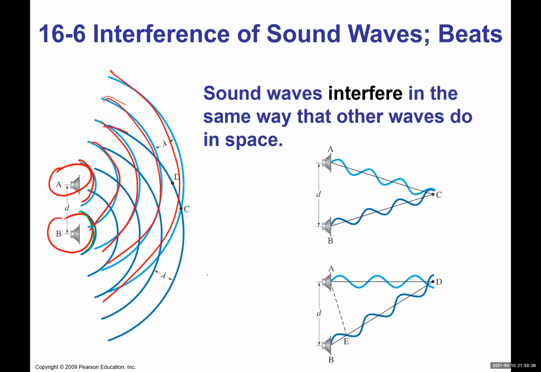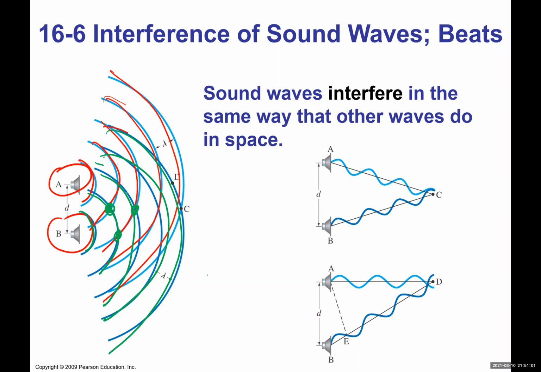All right. So then this is basically speaker B. And you can see, right, here those two overlap. Here those two overlap. Here those two overlap. And wherever they are overlapping like that, they generate constructive interference. Okay, so they generate constructive interference.